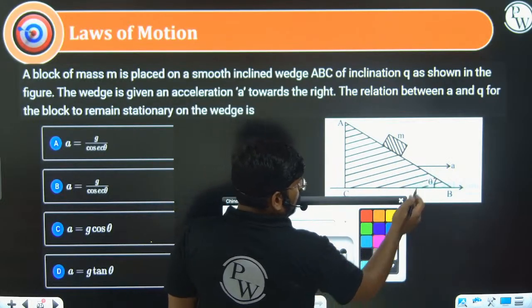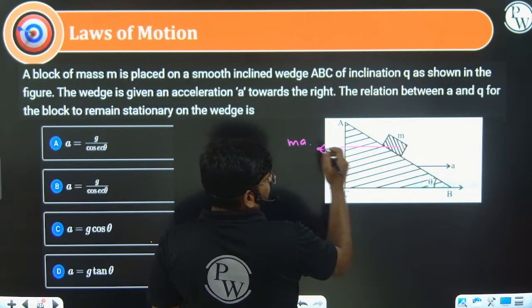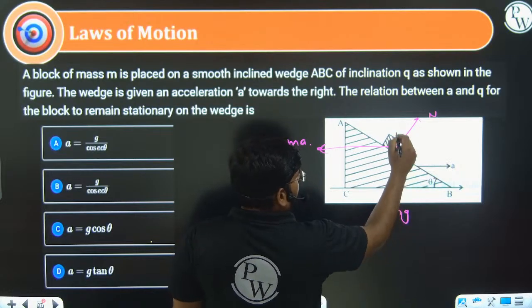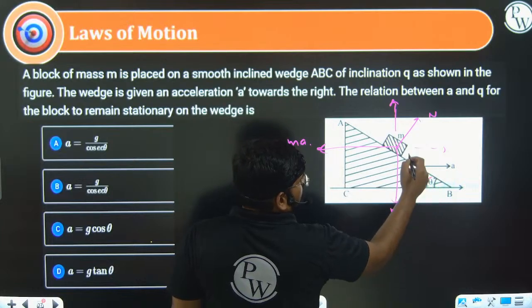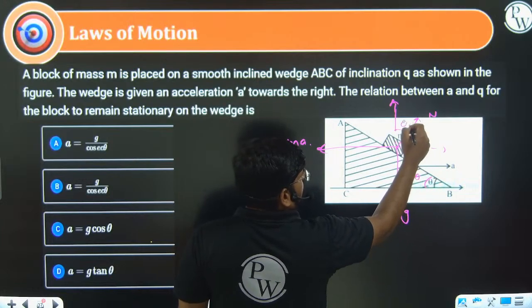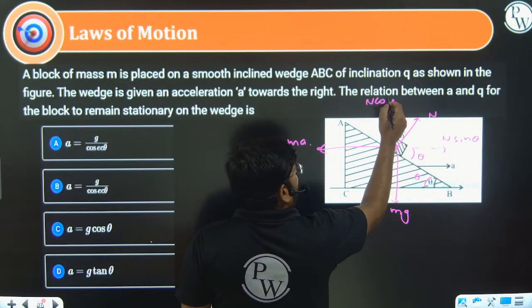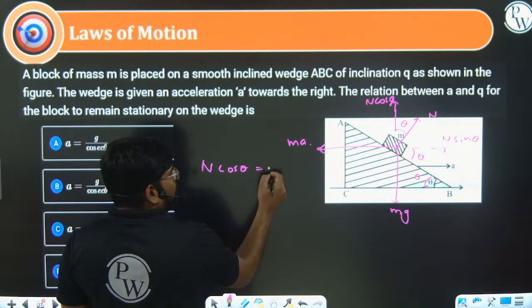Whenever you're accelerating and you're observing, we should apply a pseudo force. And this is the normal reaction. This is mg. So what should happen? If you take this as theta, what is N sine theta? And this is N cos theta. What is happening here? N cos theta is balancing mg.